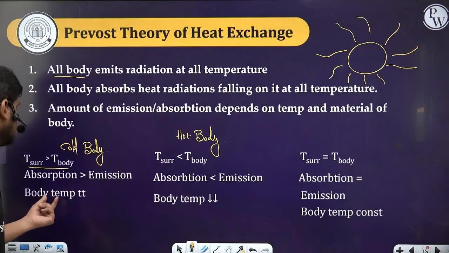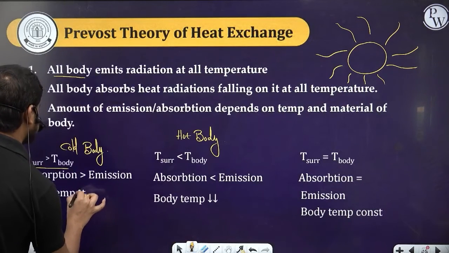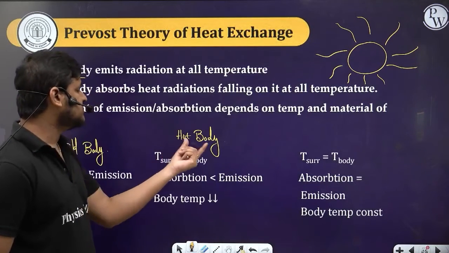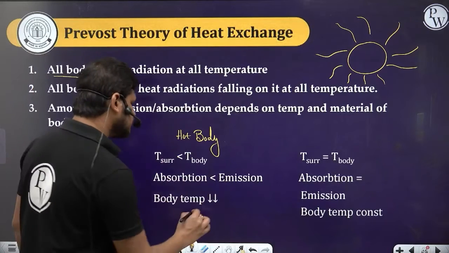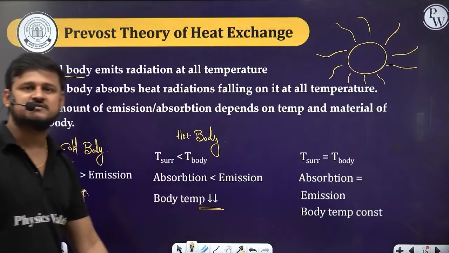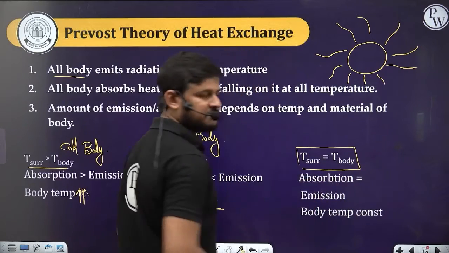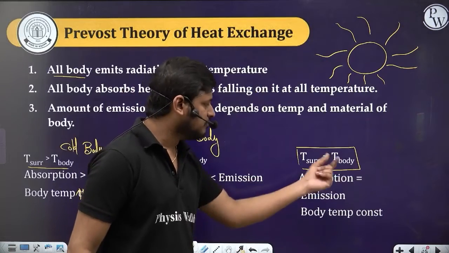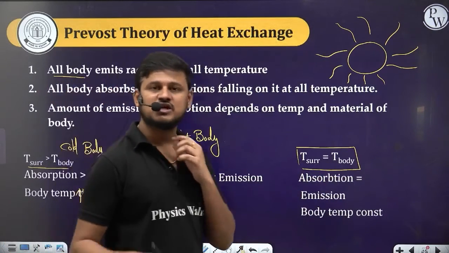As a result, what happens to the body's temperature? The body's temperature increases. And if a hot body is placed inside a room, then absorption will be less than the emission, so the body temperature decreases. Done. And if both are at the same temperature, the temperature of the surroundings equals the temperature of the body, then absorption will be equal to emission. So the body's temperature will not change.